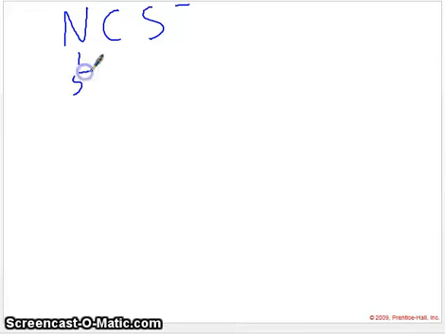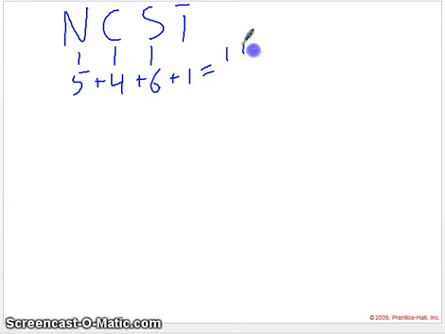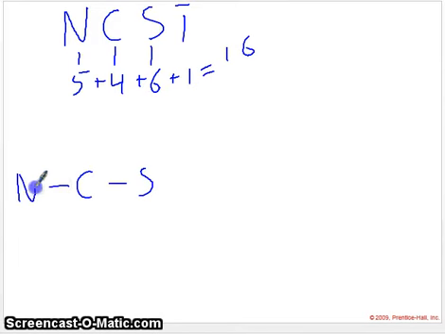In this case, we have 5 from nitrogen, 4 from carbon, and 6 from sulfur. And then this is a -1 charge, so we get 1 more. So we have essentially 16 total. We'll put carbon in the middle and the sulfur on one side, the nitrogen on the other side.